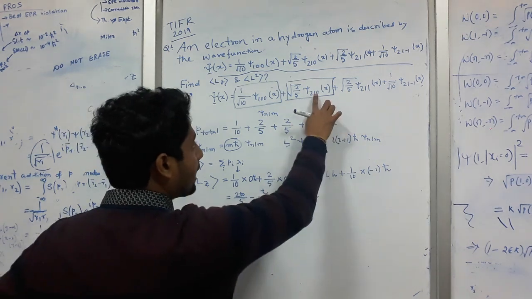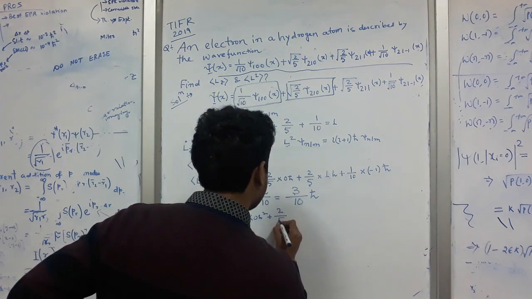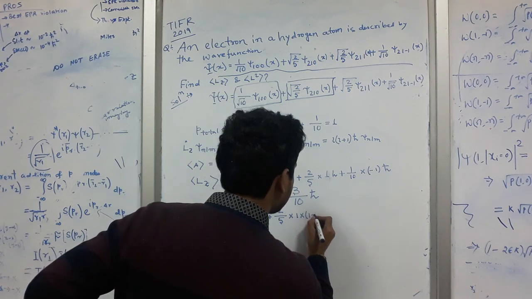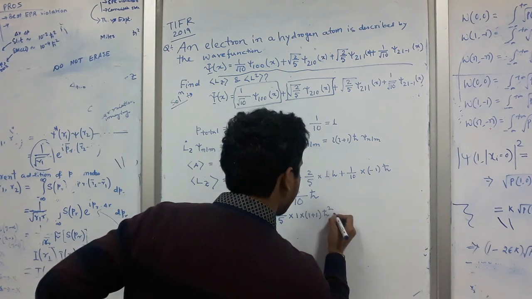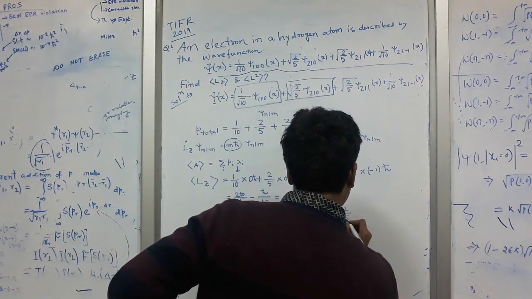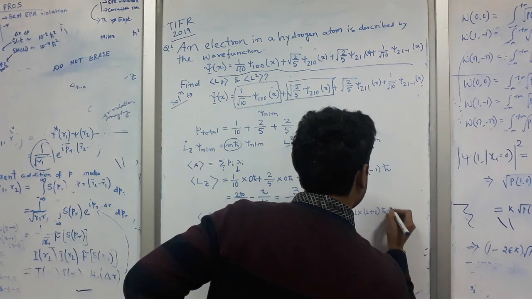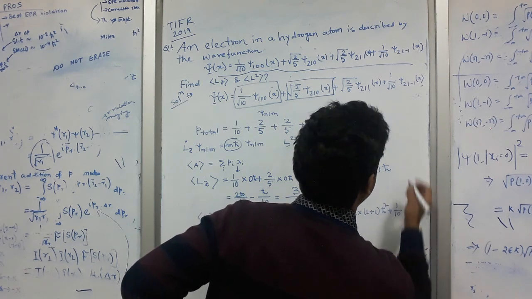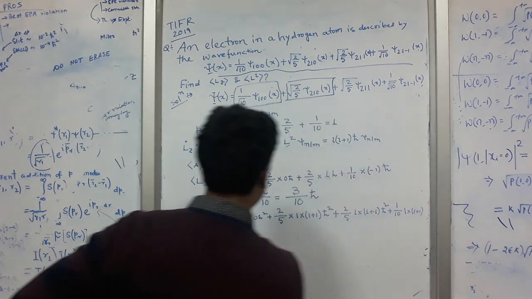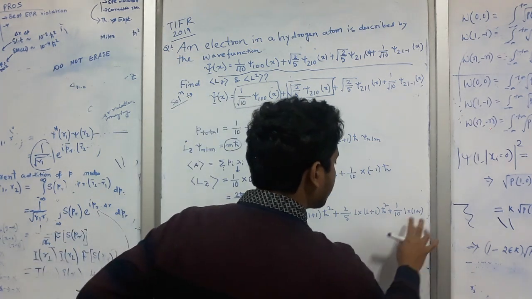Second one is 2, 1, 0. L is 1. If L is 1, then pi is 2 by 5. If L is 1, then 1 into 1 plus 1. For this also L is 1. So 2 by 5, 1 into 1 plus 1. And for this 1 by 10, for this also L is 1, so 1 into 1 plus 1. So basically this is 2h cross square, 2h cross square, 2h cross square.